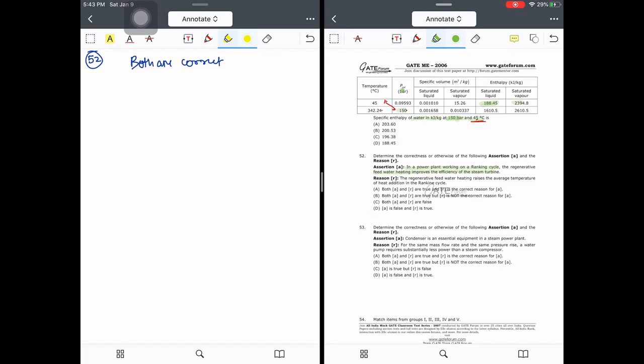Now question number 52. Determine the correctness or otherwise of the following assertion and reason. In a power plant working on a Rankine cycle, regenerative feed water heating improves the efficiency of the turbine.